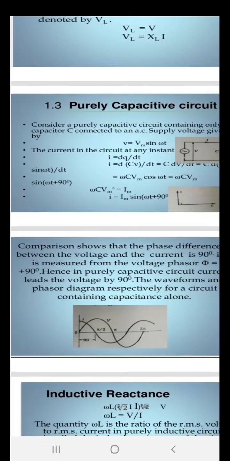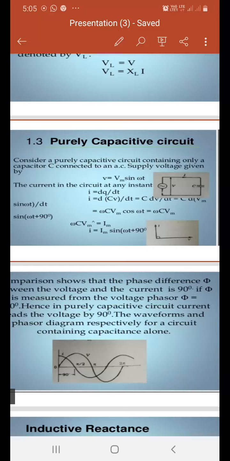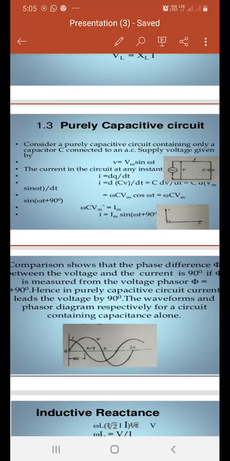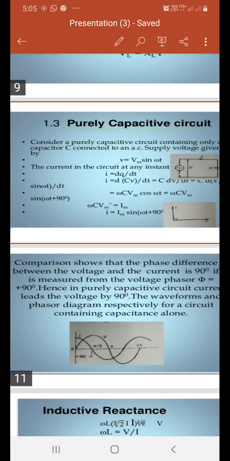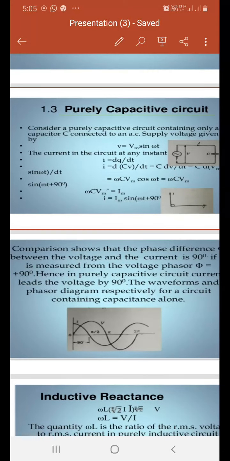The figure shows the purely inductive circuit. Next, the purely capacitive circuit. In the figure, see the capacitor shown. Consider a purely capacitive circuit containing only a capacitor C connected to an AC supply voltage given by V is equal to Vm sin omega t.